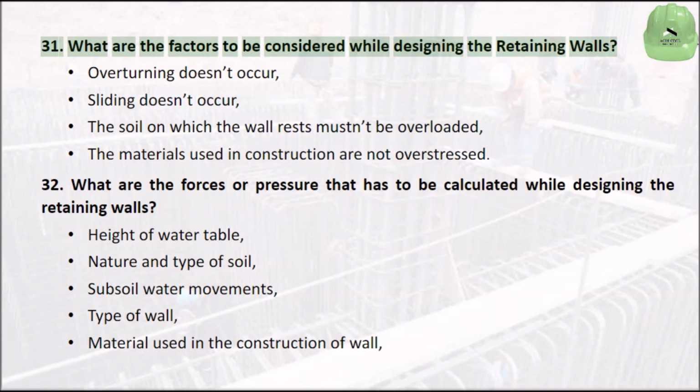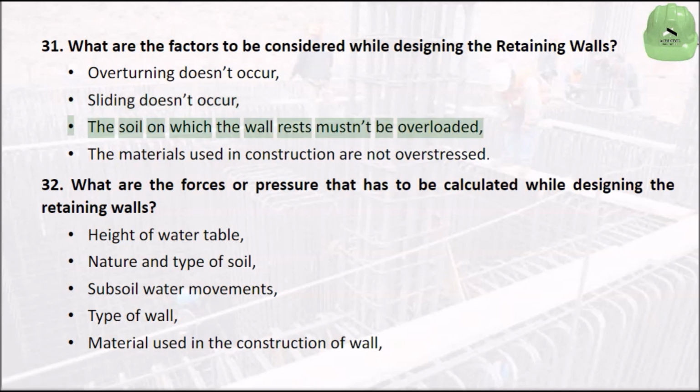What are the factors to be considered while designing the retaining walls? Overturning doesn't occur. Sliding doesn't occur. The soil on which the wall rests mustn't be overloaded. The materials used in construction are not overstressed.